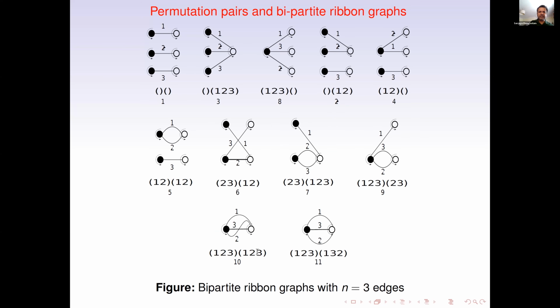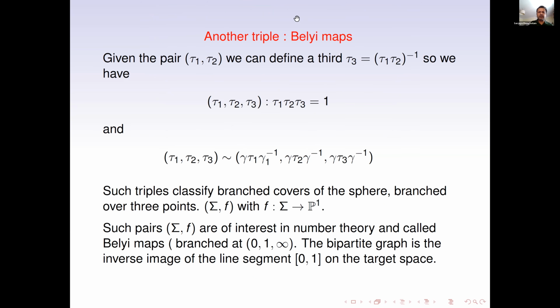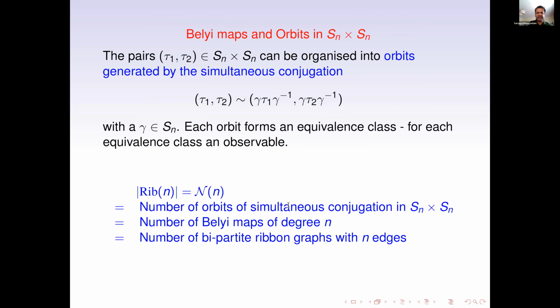So this data of two permutations subject to this equivalence defines bipartite ribbon graphs. And these bipartite ribbon graphs are in turn closely related to Belyi maps. Given a Belyi map of the kind that I described before, where you have a triple of permutations multiplying to 1, given such a map, you look at the target space and you look at the interval from 0 to 1, look at the inverse image, and you're going to get a graph of that kind on the surface. So essentially the counting of observables now in tensor models is related to the counting of Belyi maps. And the counting of Belyi maps combinatorially is given by pairs of permutations subject to this equivalence.